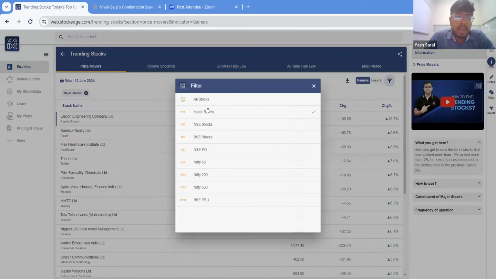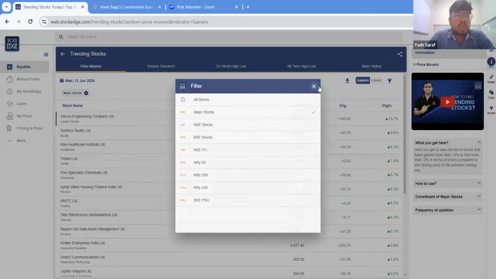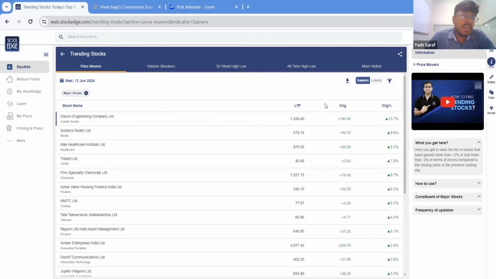यहाँ पे आपको filters मिलेगा, एडवांस फिल्टर, in which you can filter out the stocks, की कौन से ऐसे एफ एन ओ के स्टॉक्स है जो आज गेनर्स या लूजर्स में है, या which are the Nifty 50 stocks which are the gainers और लूजर साइड, और which are the PSU stocks which are the gainer और लूजर साइड. So accordingly you can check the gainers and losers every minute. You can refresh it every minute and you will get to see which stocks are on the gainer side, which stocks are on the loser side.